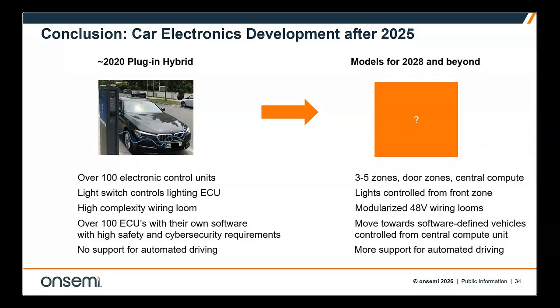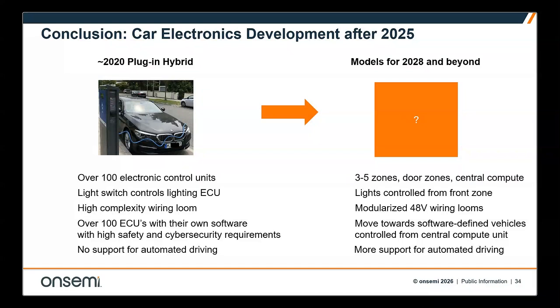So now look at the model we expect for 2028 and beyond. Instead of scattered ECUs, we move to just 3 to 5 zones, including door zones, plus a central compute unit. The lights are controlled from a front zone. The wiring becomes modularized in 48-volt looms, and intelligence shifts to the center, with the whole vehicle controlled from the central compute. This is the software-defined vehicle: function-defined software, updated over the air, with far more support for automated driving.